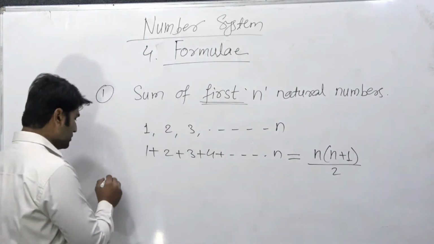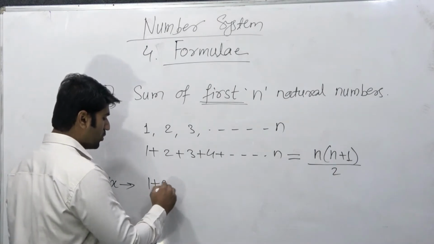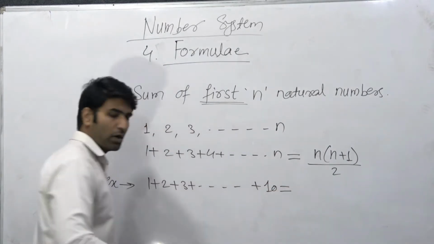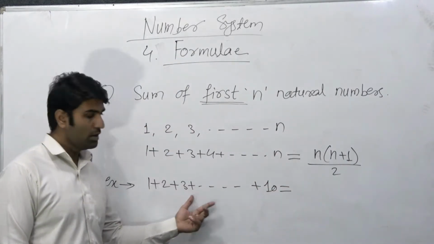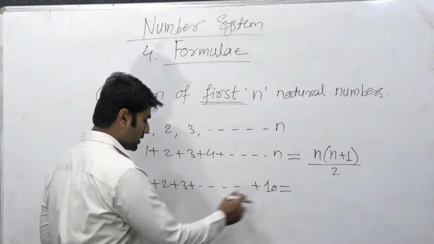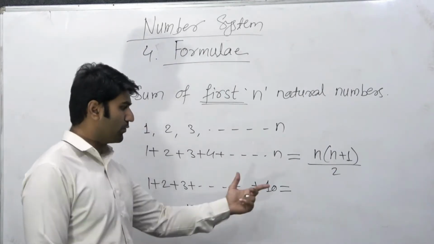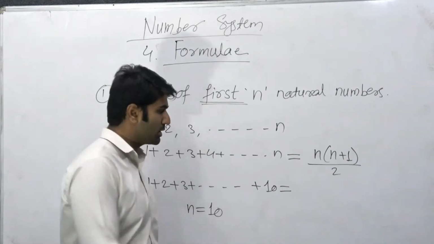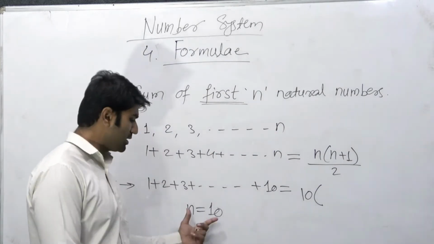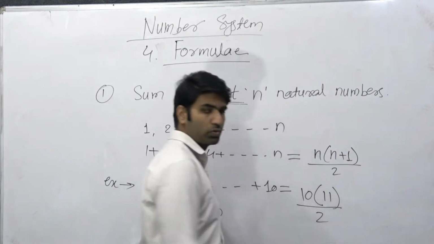For example, if the series is find the sum of 1 plus 2 plus 3 up to 10. Then the value of n will be, there are 10 numbers, therefore n is equal to 10. Then put this value in the formula. So sum of 10 numbers is equal to value of n is 10, into bracket n plus 1 means 10 plus 1, 11, upon 2.